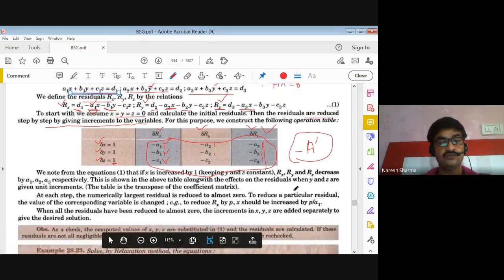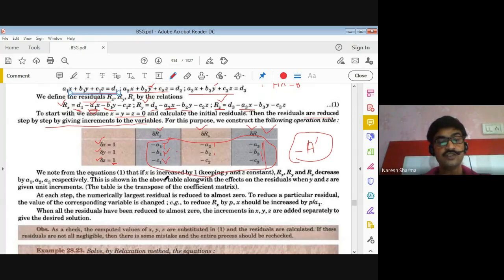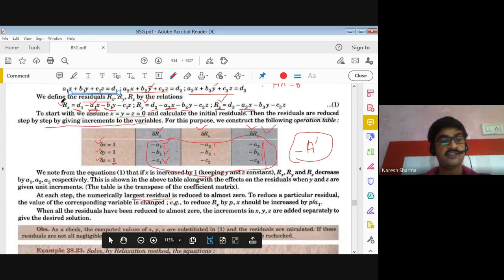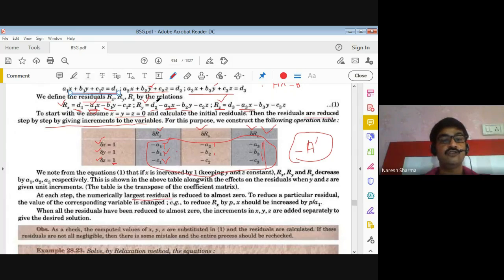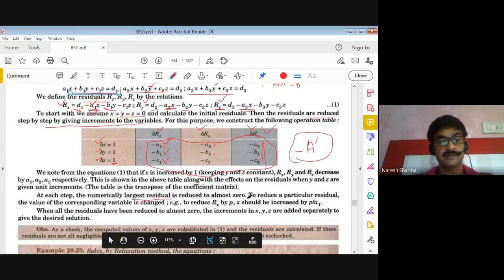You know that 1 unit of x change gives this much change in your x, y and z, right? Correspondingly y also and z also. So this method says we choose the numerically largest residual. So in starting, when you put x, y, z as 0, it is d1, d2, d3. So we choose the largest out of d1, d2, d3, right? And once you choose, we try to reduce this up to 0, for that we can change the value of x. How much can we change?